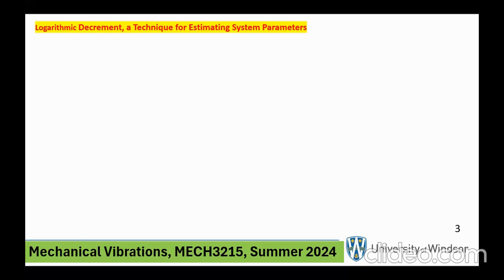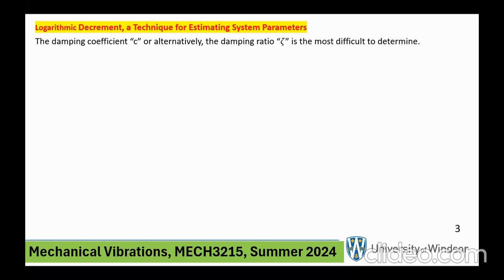So, logarithmic decrement is a process or a technique for estimating certain system parameters. And the most important one is zeta, okay, which is the damping ratio.